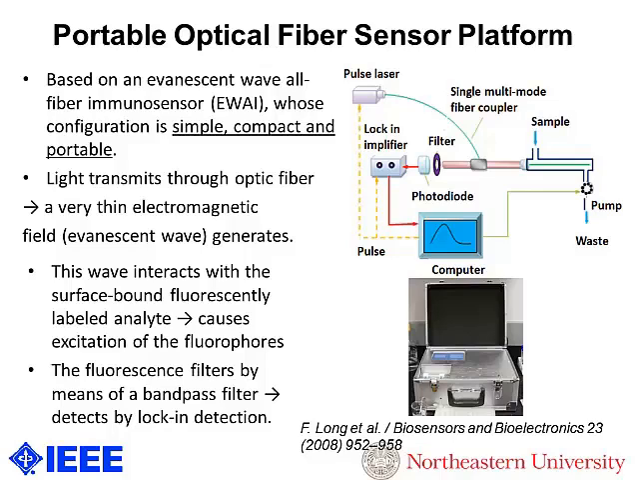When we look at the sensing mechanism, when the light from the laser enters the optic fiber, a very tiny evanescent electromagnetic field is generated, and this wave interacts with the surface-bound fluorescent labeled analyte. The excitation generates fluorescence, and the amplifier detects this fluorescence, and we can see it directly on our computer screens.